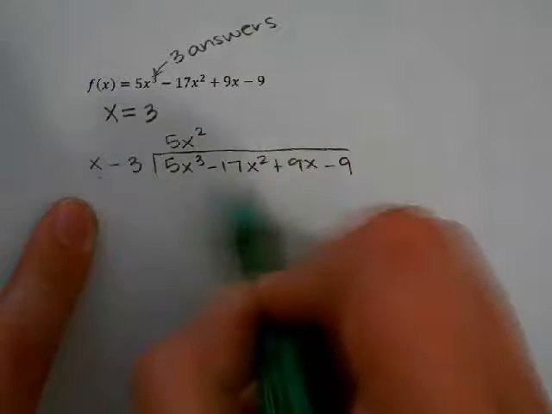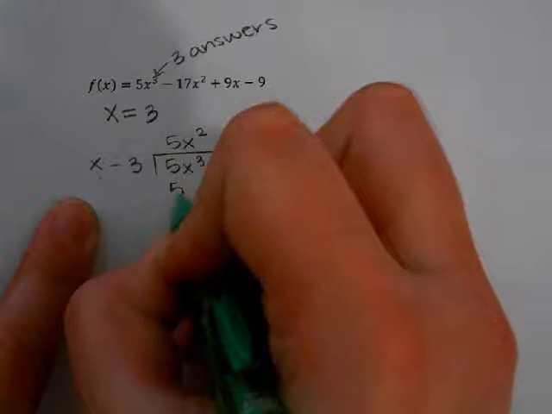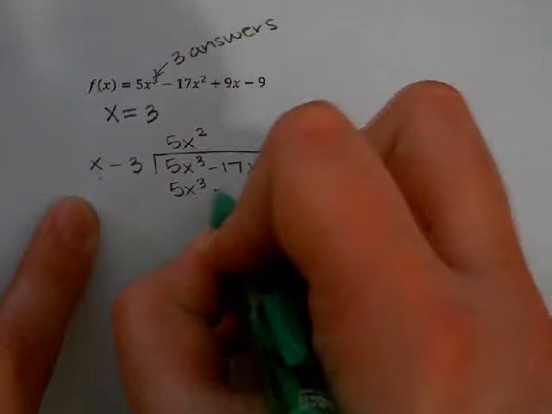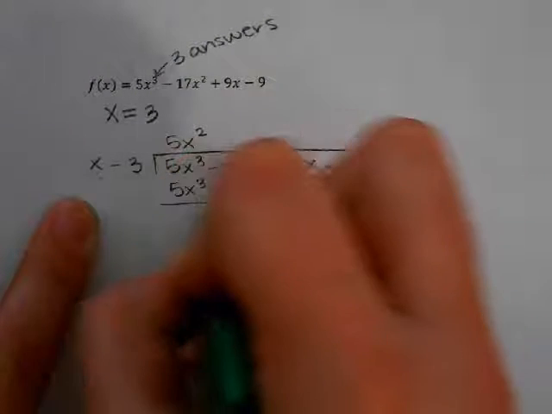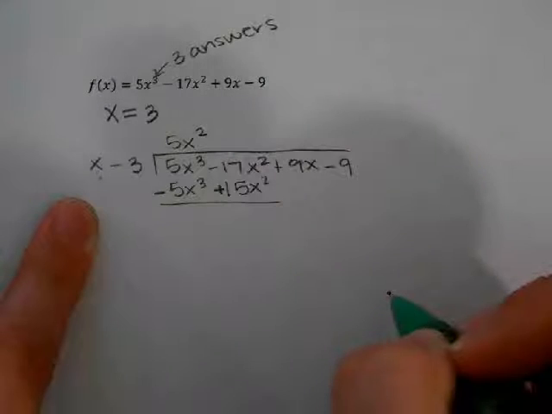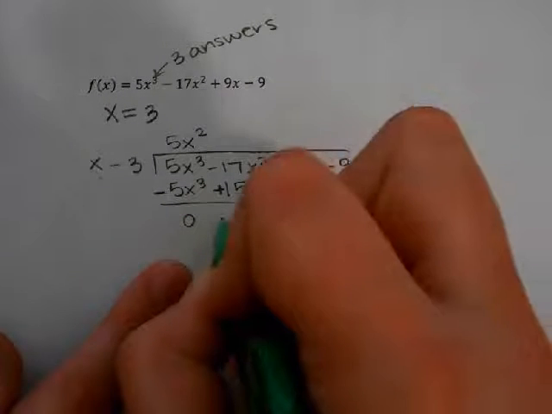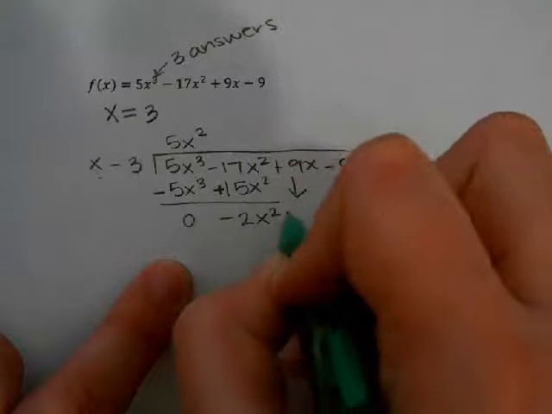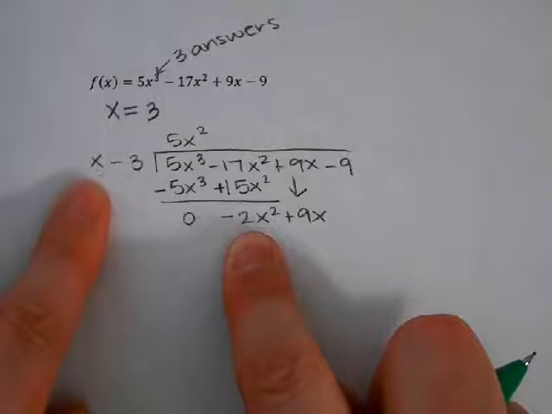So now I'm going to take the 5x squared, I'm going to multiply it by both of these, and I'll line it up underneath. So 5x squared times x is 5x to the third. 5x squared times negative 3 is negative 15x squared. I draw the line, change both of my signs. So that zeroes out. That becomes negative 2x squared. We drop down the positive 9x. Okay, so now what do I do?